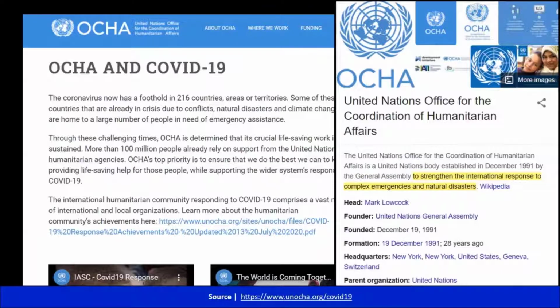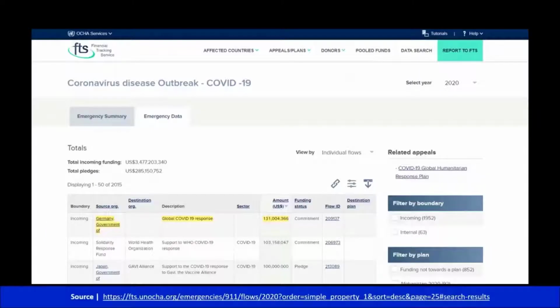Here's another department that Bill Gates donates money to. It's called OCHA. OCHA is the United Nations Office for Coordination of Humanitarian Affairs, to strengthen the international response to complex emergencies and natural disasters. Okay, so COVID would fall under the complex emergencies. So I guess with Bill Gates being such a great humanitarian, great philanthropist, I want to see how much money he provided for OCHA and COVID-19, because I keep seeing him talk about vaccines and how everything's going to be better and he's going to fix the coronavirus. I want to see how much he donated to OCHA.